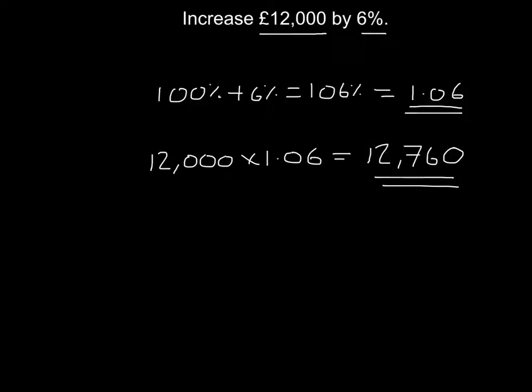If instead of a 6% increase we wanted a 6% decrease, what we would have done here is taken away the 6% instead of adding it, to give us 94% here and a multiplier of 0.94. If we wanted to use a multiplier in a compound interest situation, for example, if we wanted to increase by 6% for 3 years, instead of multiplying by 1.06 here, we would have multiplied by 1.06 to the power of 3. Using a multiplier like this also helps us to understand reverse percentages, which we'll look at next.